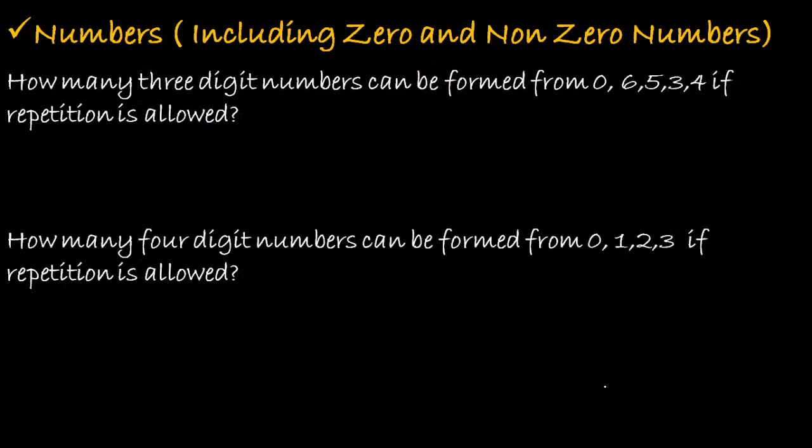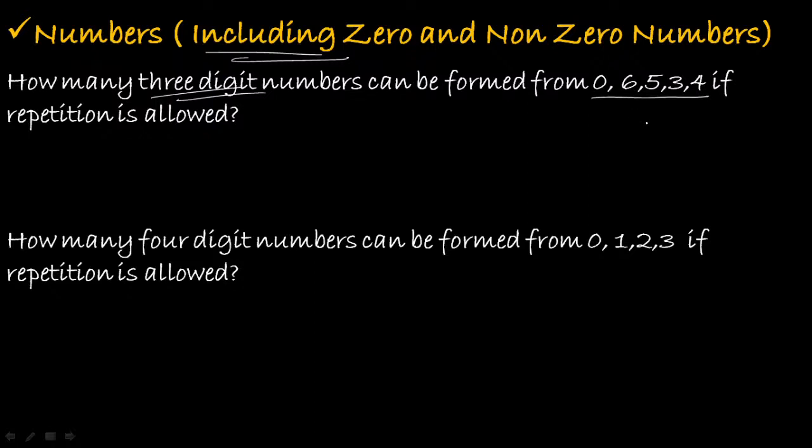Next we move on to how many 3-digit numbers including 0. So far we have discussed non-zero numbers. If repetition is allowed, how can we calculate the different possible arrangements? Now let's move on to including 0. That is, how many 3-digit numbers can be formed from 0, 6, 5, 3, 4, if repetition is allowed? Listen carefully.